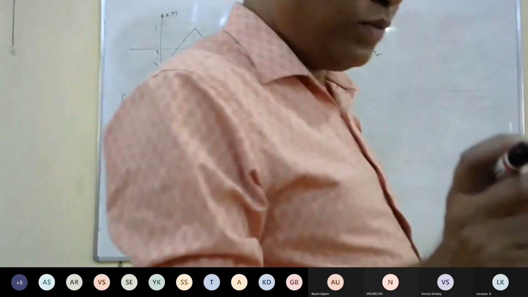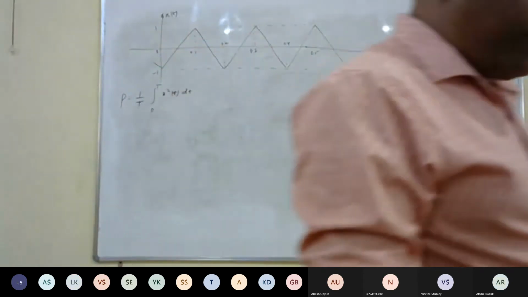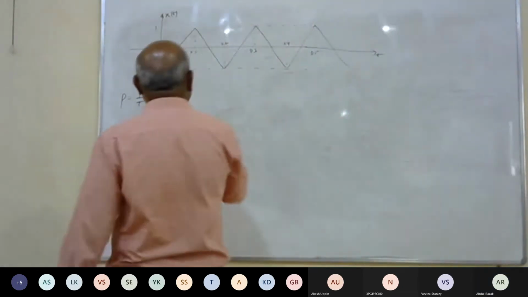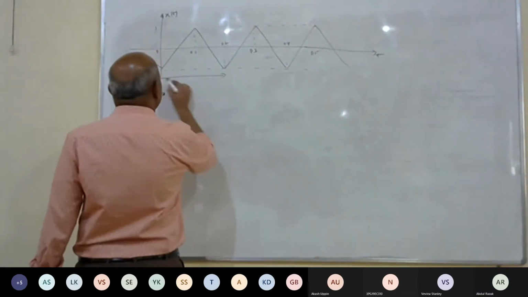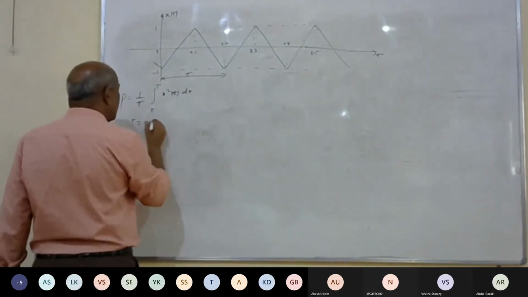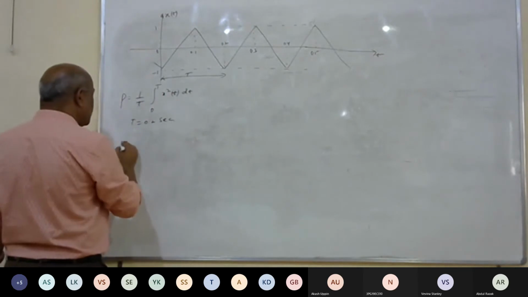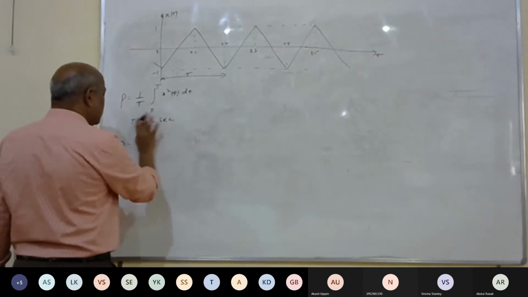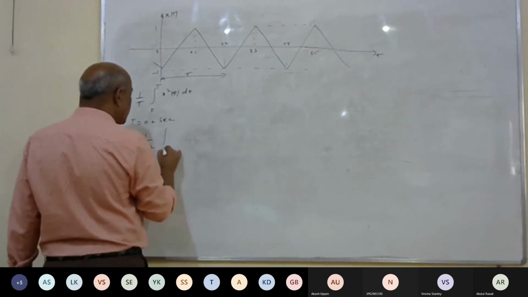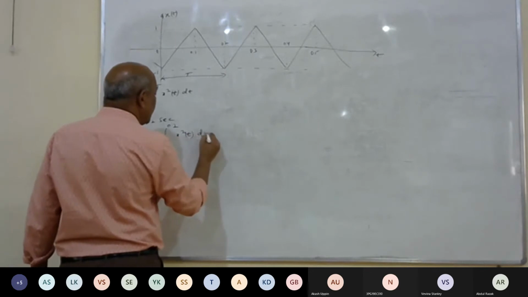What is the interval here? What is the fundamental period? 0.2 is good. This is the fundamental period T. Now I can say that T is equal to 0.2 seconds. Now average power is 1 by 0.2, integration over 0 to 0.2 of x square of t dt.